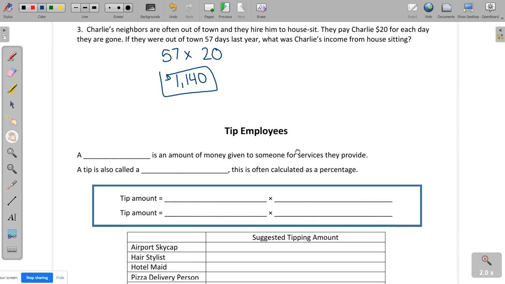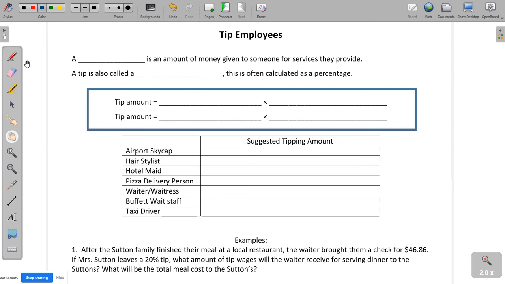The last type of employee we're going to look at are tipped employees. A tip is the amount of money given to someone for services they provide. We can find the tip amount in a couple of ways. The first is taking a tip percent and multiplying it by the total bill. Another way is taking a tip per unit and multiplying it by the number of units.